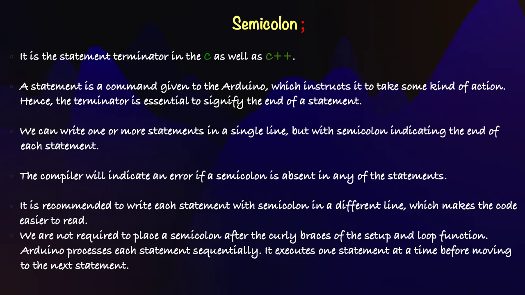Okay. We can write one or more statements in a single line, but with a semicolon indicating the end of each statement. All right. The compiler will indicate an error if a semicolon is absent in any of the statements. All right. It is recommended to write each statement with a semicolon in a different line, which makes the code easier to read.